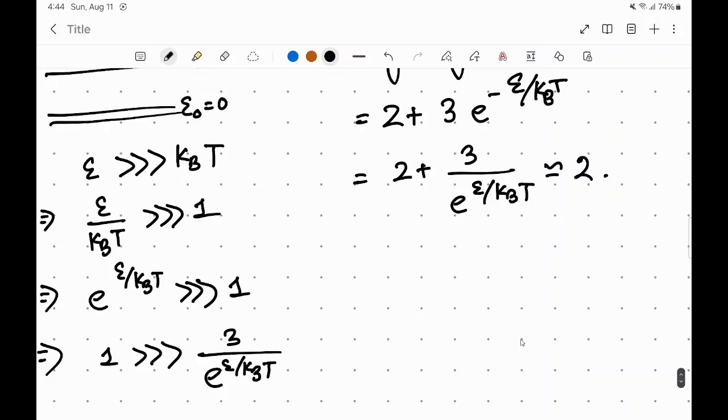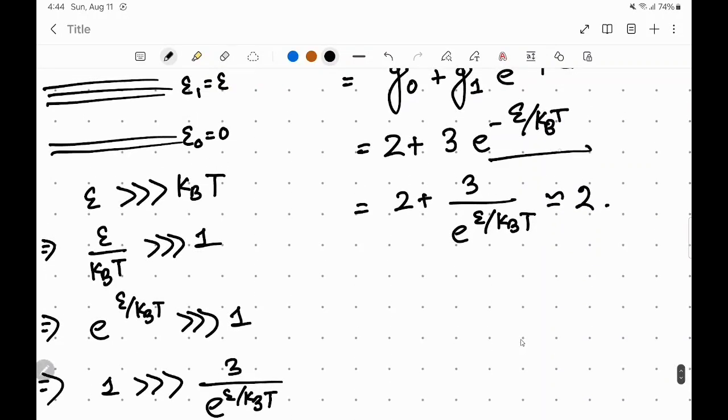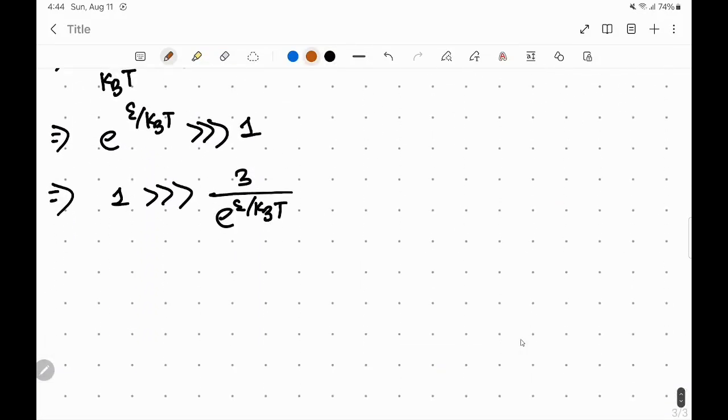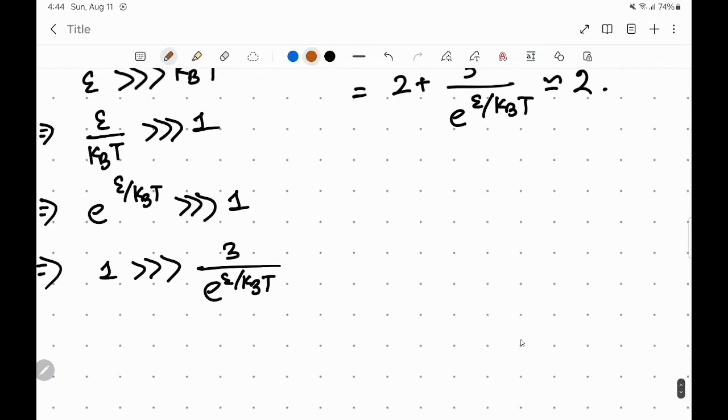Or you can directly do it by expanding this series, the e to the power x series. What will be the e to the power x series? E to the power x or sin x or cos x. Do you know this series expansion? How do you do that? X to the power 0 by 0 factorial plus x to the power 1 by 1 factorial plus x square by 2 factorial.